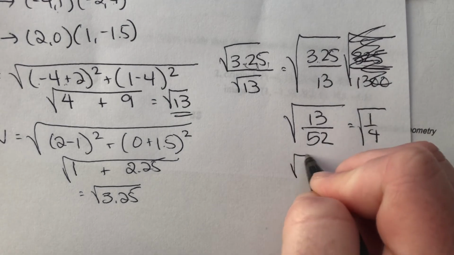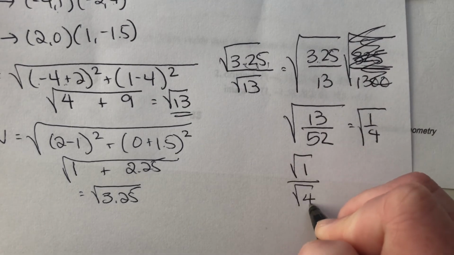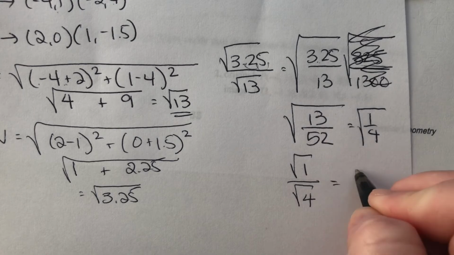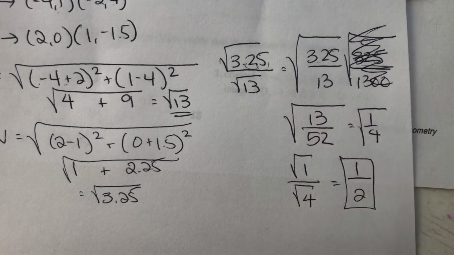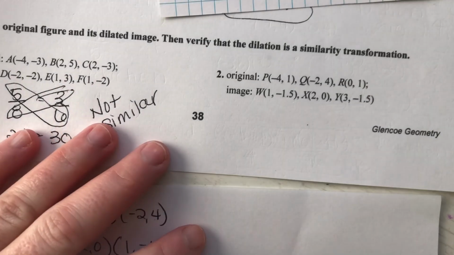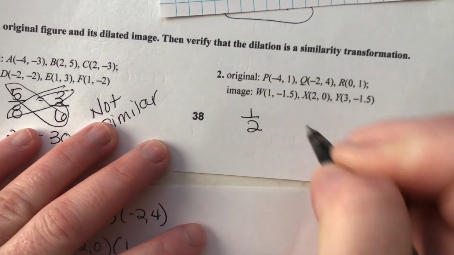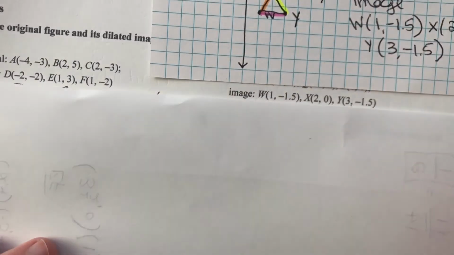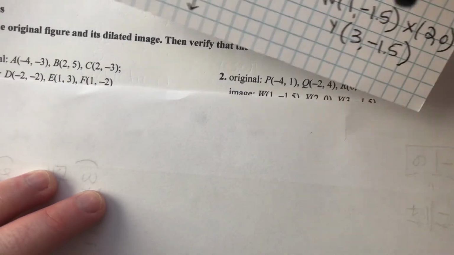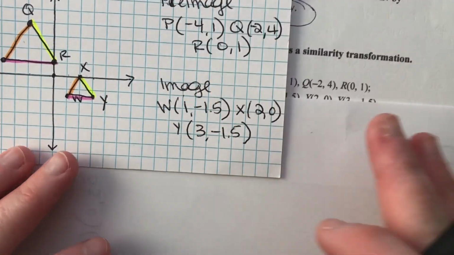Then I can separate the top and the bottom, the radical signs. The square root of 1 is 1. The square root of 4 is 2. So that's 1/2. Okay, so I know the scale factor is 1/2 for that side. Next we have to find the length of the yellow sides, QR and XY.